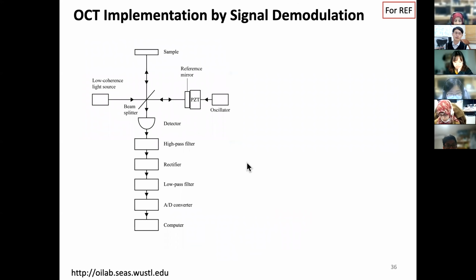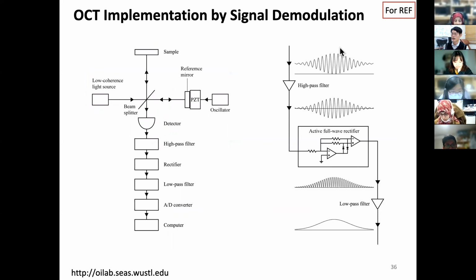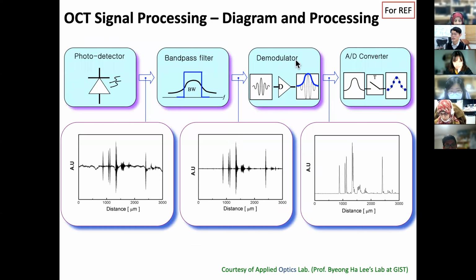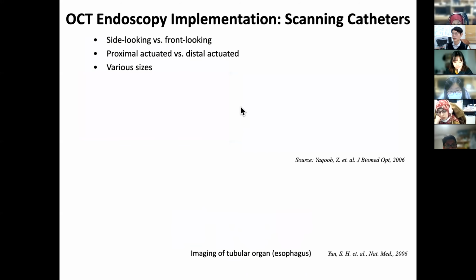And how to implement OCT. This is a reference I just give you. The oscillation here is not of your keen interest. By signal processing, you get only the envelope, and that's your OCT signal. And this is how to do this specifically, for those who are developers of microscopy.